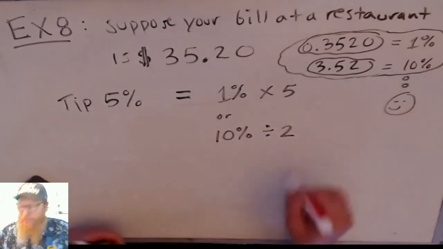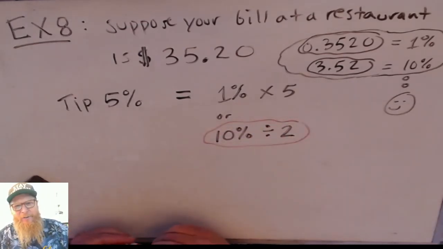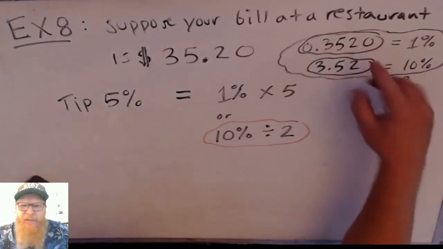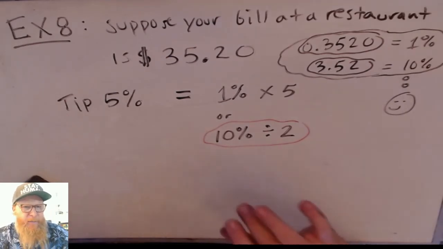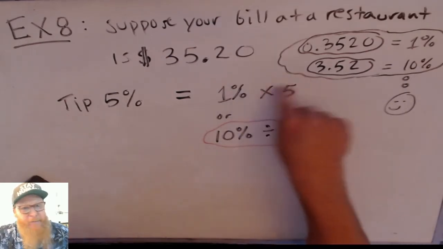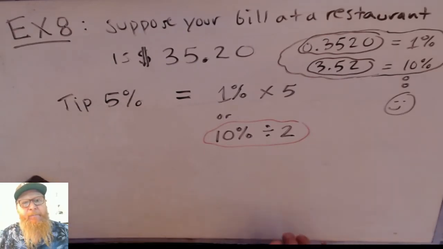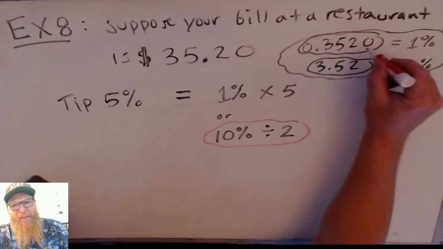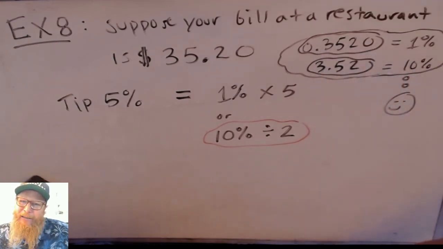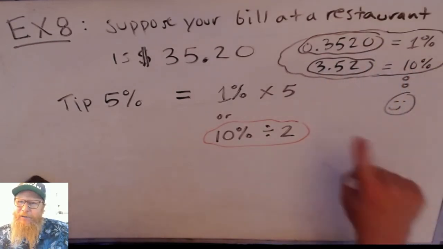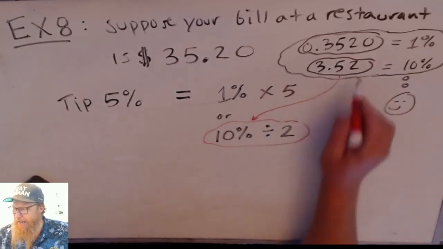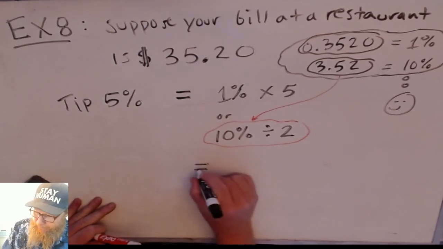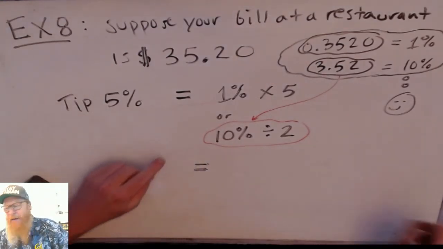I usually do the 10% divided by 2, unless the 1% is a very easy number. Suppose the 1% came out to be 3. Well, then I would just times it by 5. 3 times 5 is 15, I'd be done. But look at the 1%. The 1% is 0.3520. Do you really feel like doing that in your head 5 times? I don't think so. But you could easily divide the 10% by 2.